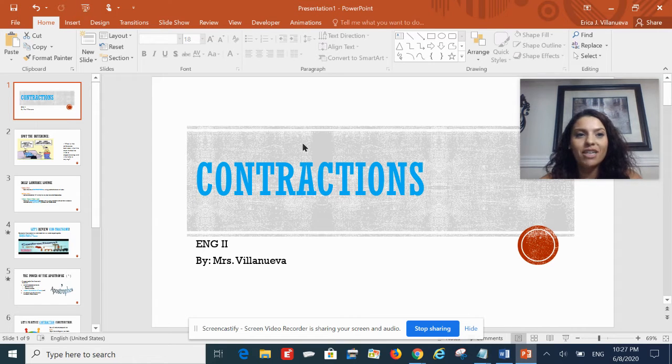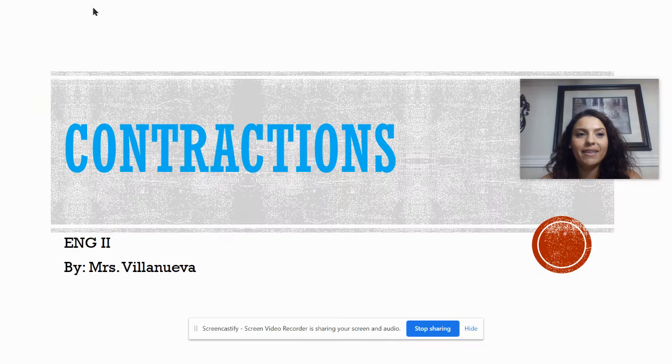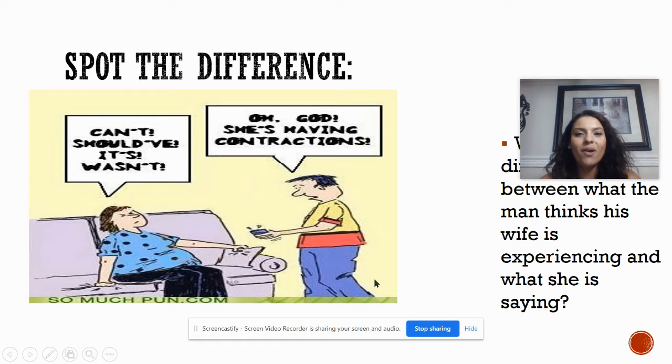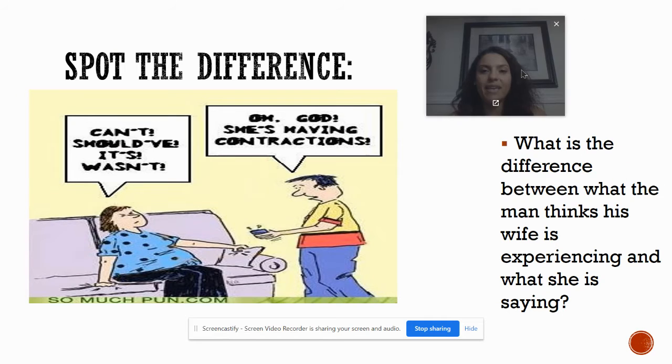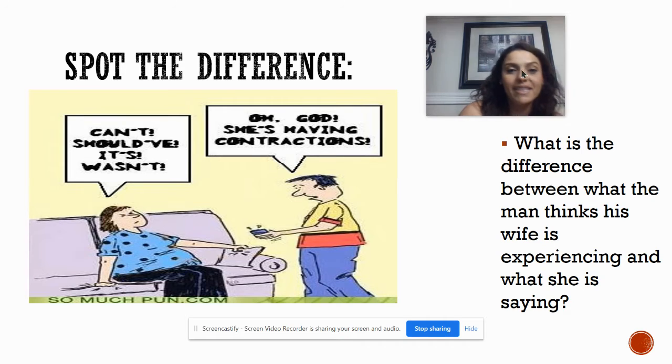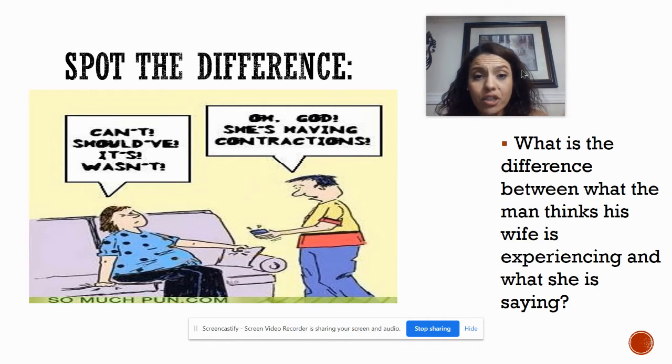So we're just going to open up the presentation menu. Okay, awesome. All right, so today in your bell ringer, I want you guys to spot the difference. You can see we have this funny little cartoon, right? We show the woman and she's pregnant, and it says can't, should've, it's, and wasn't. And then the man with her says, oh God, she's having contractions. Now, what I want you to tell me is, what is the difference between what the man thinks his wife is experiencing and what she's saying? What is she saying versus what the man thinks she's doing?